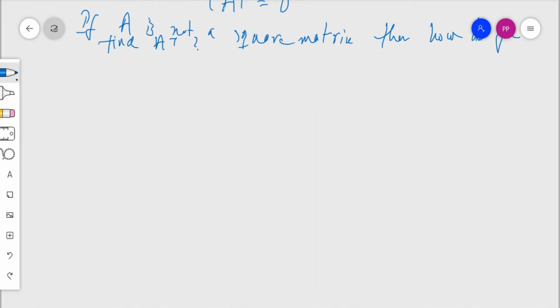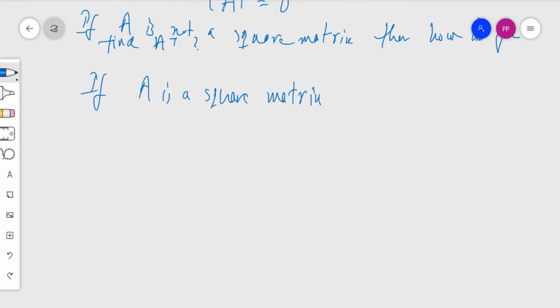Otherwise, if A is a square matrix, then A inverse A equals A A inverse equals I. So if this order is n by n, this is again n by n, so I is of order n. So our next topic of discussion is norms.